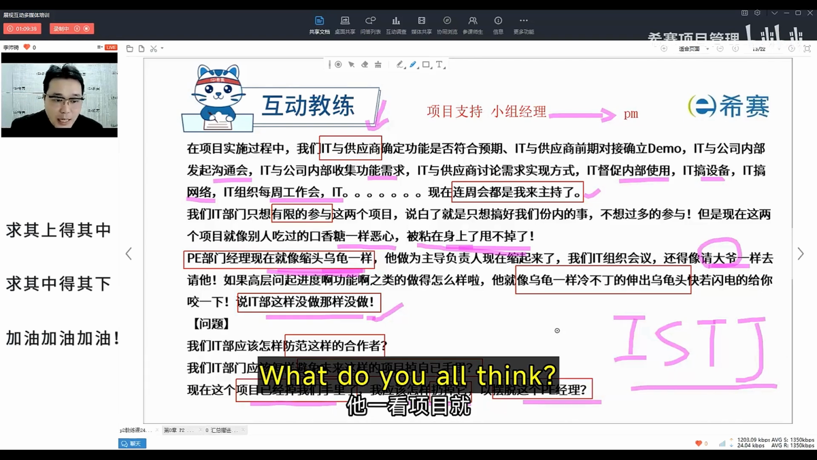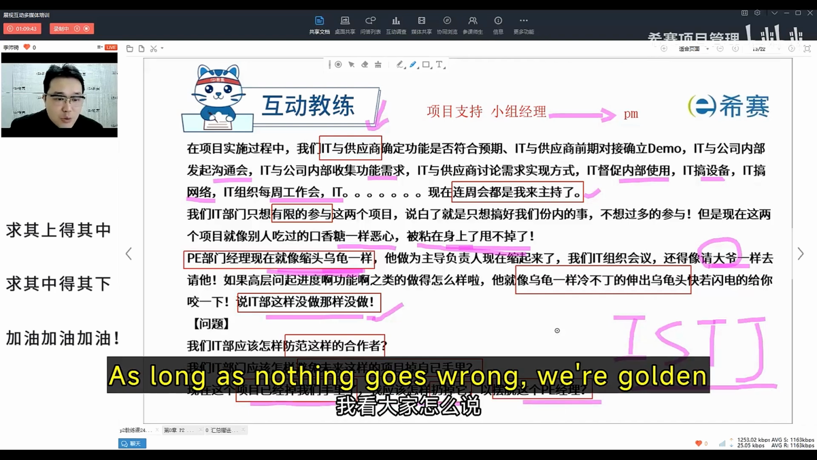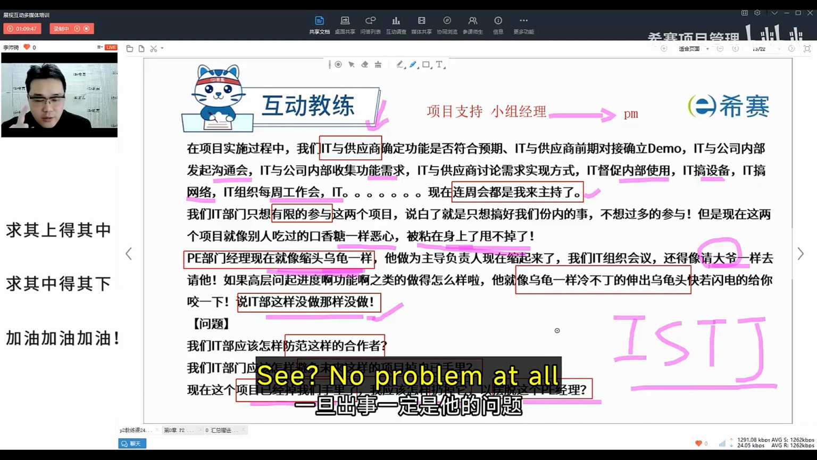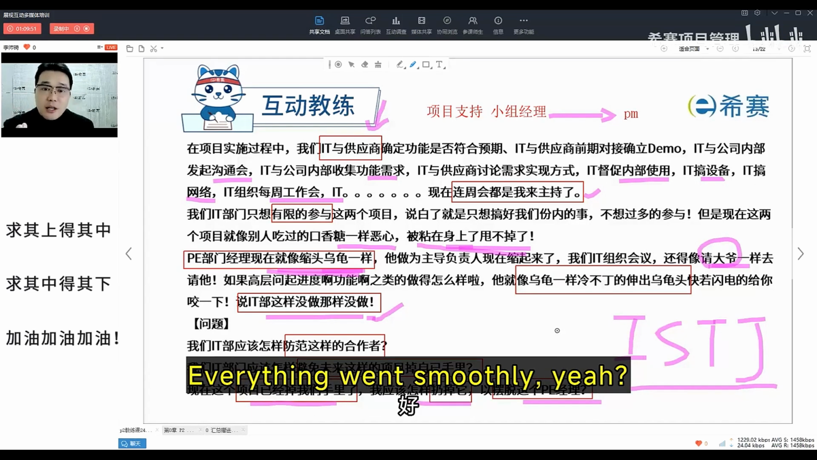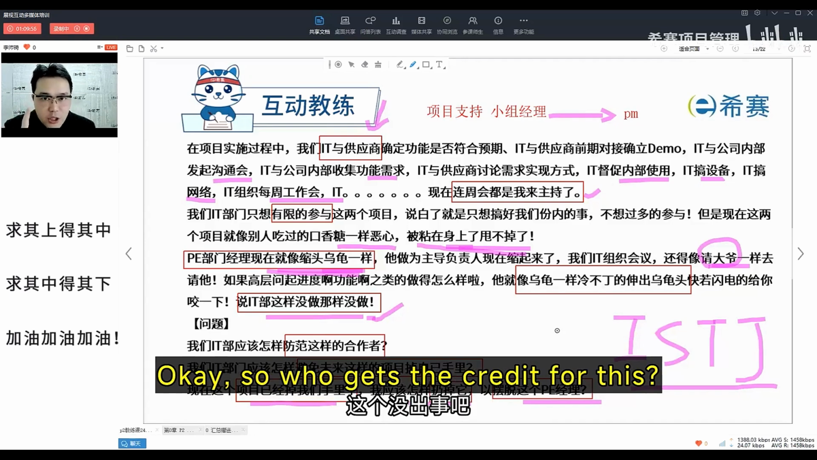What do you all think? You're right, they agree. If things go south, he'll take the fall. As long as nothing goes wrong, we're golden. See, no problem at all. So, whose accomplishment is this? Everything went smoothly, the project turned out pretty good, and the higher-ups seemed pretty happy with it. So who gets the credit for this?